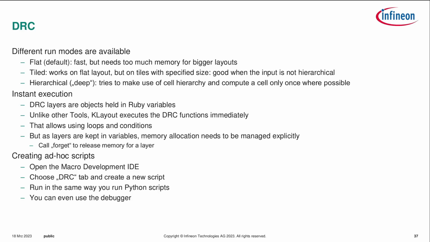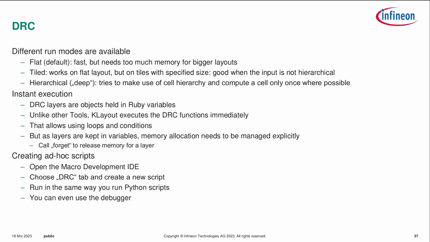What you need to know about KLayout DRC is that it has instant execution. So this means whenever you have a DRC function, it's executed immediately. And the DRC layers are essentially objects held inside Ruby variables. The advantage of this approach is that you can use loops, for example, and conditions. So you can check whether a layer is empty and take some action depending on the output.